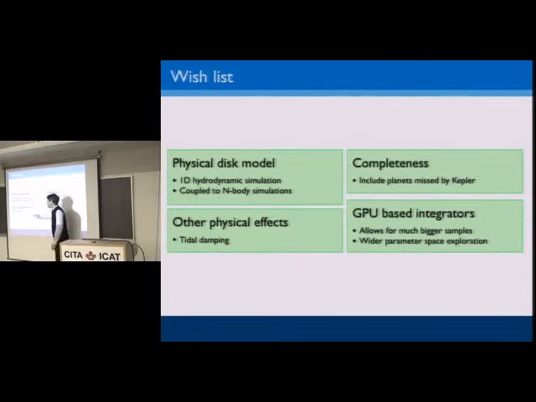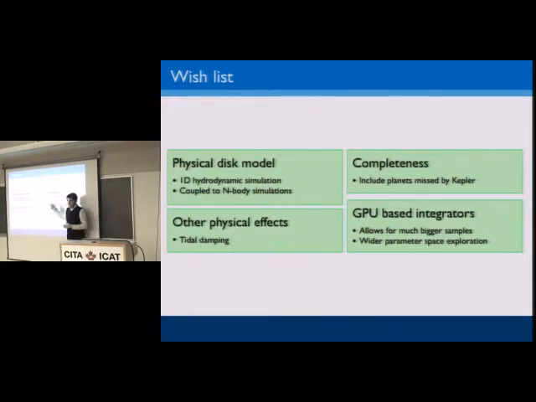There are a couple of things I'd like to do. First of all, I'm using a fixed nebular profile in the background. It would be nice if that were self-consistently integrated forward in terms of a 1D hydrodynamics model. The other effect I'm missing is tidal damping, which is probably important for at least some of these planets very close in orbit. It can't explain the entire distribution, but it might be important for a few of those systems.